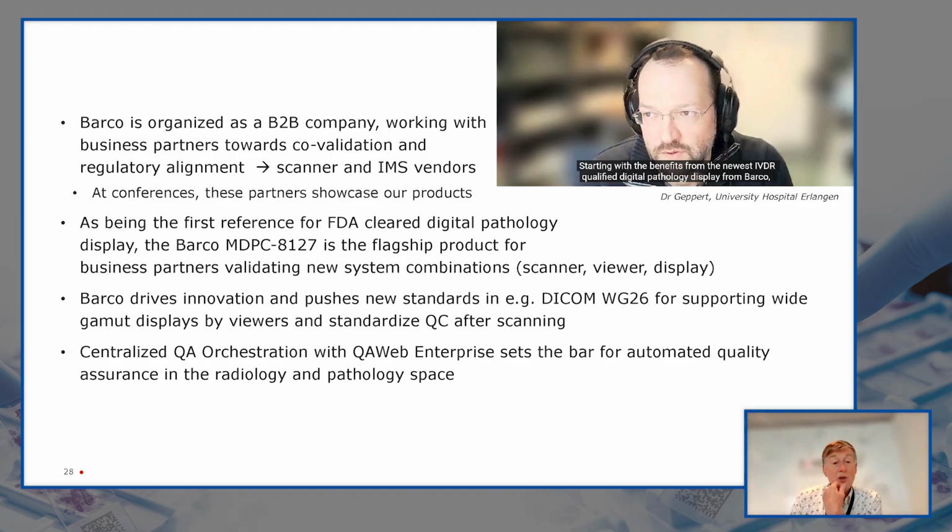And we have built the first FDA cleared display that can be used with any system. And then we are also active in DICOM Workgroup 26, where we are pushing, for example, to also validate the wider gamut of the displays and also QC after scanning. Besides that, we have our QA solution with more than 100,000 displays connected in radiology and pathology. With this, we can enable automatic quality assurance of the displays.